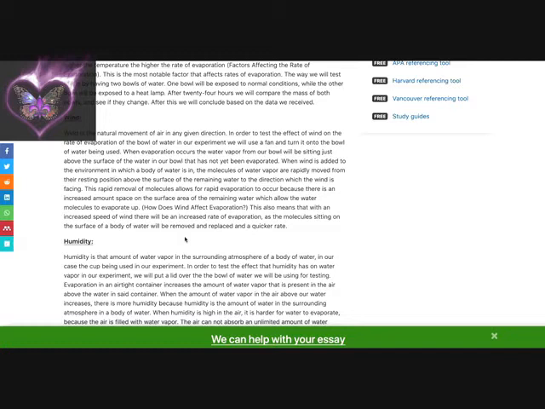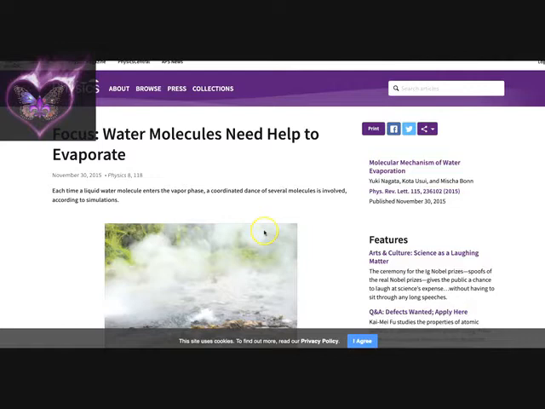How does wind affect evaporation? This also means that with an increased speed of wind, there will be an increased rate of evaporation, as the molecules sitting on the surface of the body of water will be removed and replaced at a quicker rate. Okay, so next, focus. Water molecules need help to evaporate.